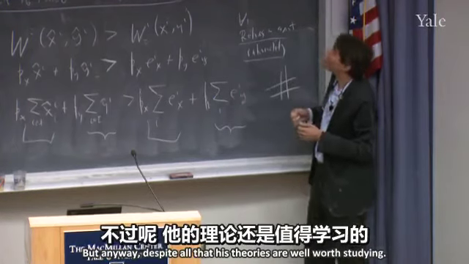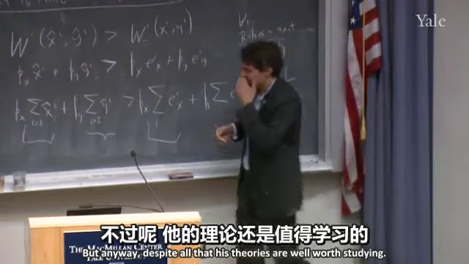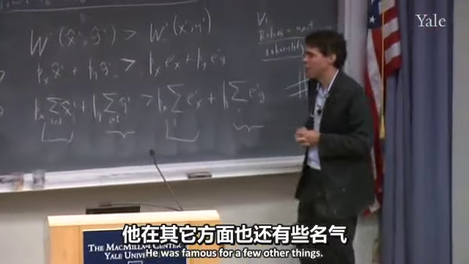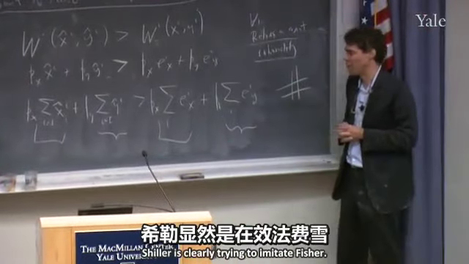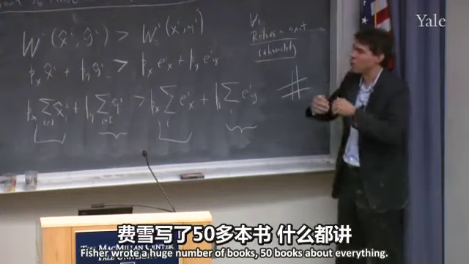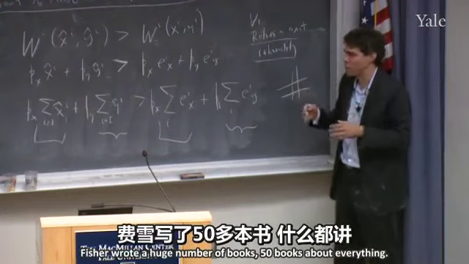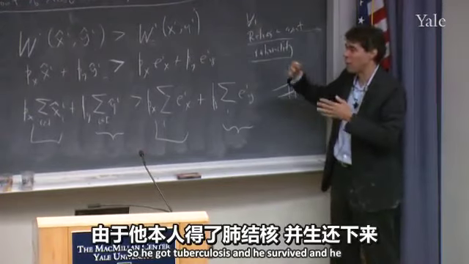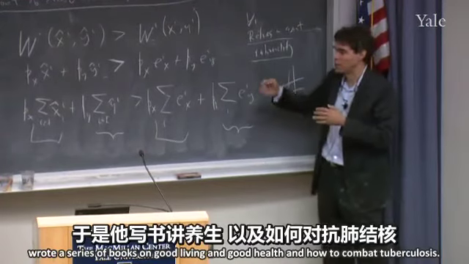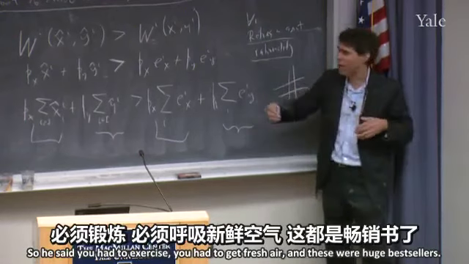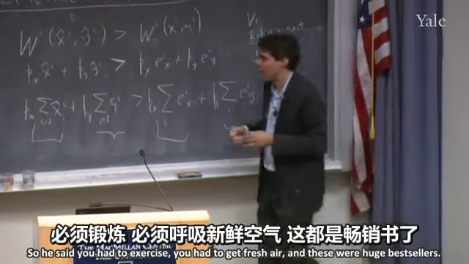But anyway, despite all that, his theories are well worth studying. He was famous for a few other things. Schiller is clearly trying to imitate Fisher. Fisher wrote a huge number of books, 50 books about everything. He got tuberculosis and he survived, and he wrote a series of books on good living and good health and how to combat tuberculosis. So he said you had to exercise, you had to get fresh air, and these were huge bestsellers.